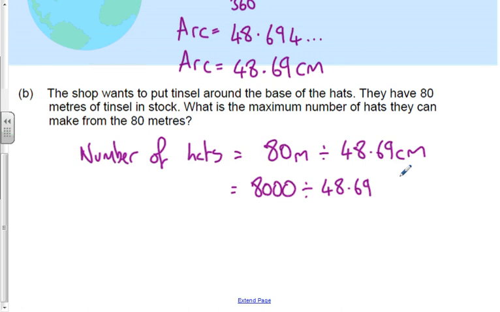8,000 divided by 48.69. That gives us 164.304 dot dot dot, and we want the maximum number of hats. Well, we're not going to have 0.3 of a hat, so we're going to have 164 hats.